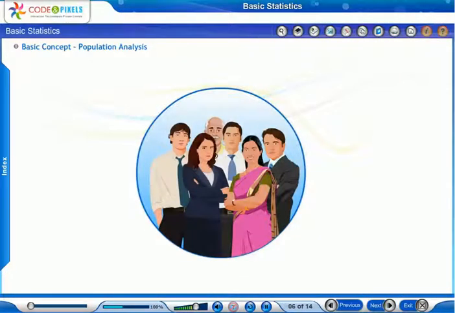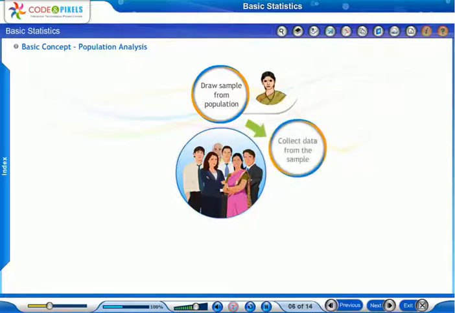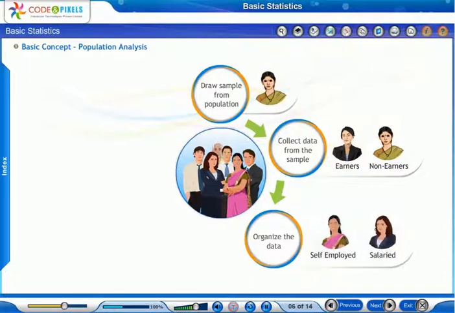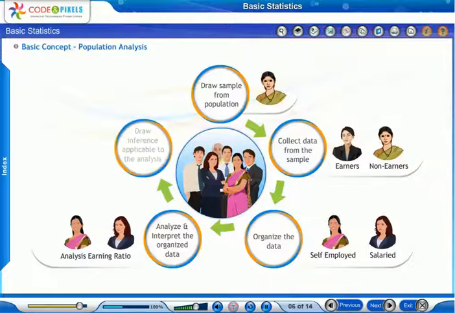To understand the basic concept of statistics, let us take an example of population analysis. Firstly, draw the sample from the population as a subset. Collect the data from the sample, such as earners and non-earners. Organize the data in the form of source of earning, that is, self or salaried. Analyze and interpret the data, that is, the ratio of earning between self and salaried. Finally, draw a suitable inference applicable to the analysis.